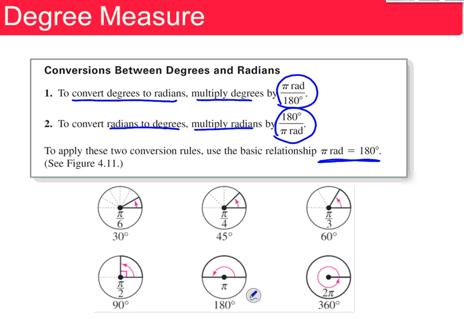And then they just give you a bunch of little pictures. You can look at them or write them down or not. You have those nice circles with both radians and degrees on them, so you're good to go.